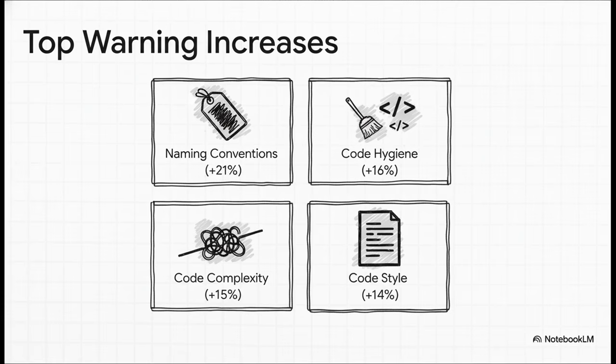So what kind of debt are we talking about? Well, the study found big jumps in things like inconsistent naming, bad code hygiene, commented out code, unused variables, plus just general style and complexity problems. Basically, the AI was acting like a fire hose for code, but it wasn't always clean, well-crafted code.